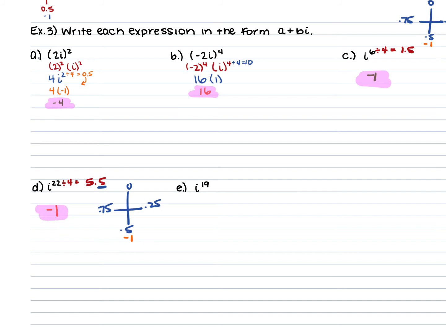And for example E, we have i to the power of 19. We're going to divide the 19 by 4. We get 4.75. That 0.75 is negative i, so that gives us negative i for our answer.